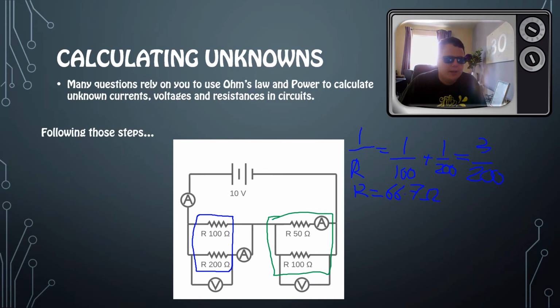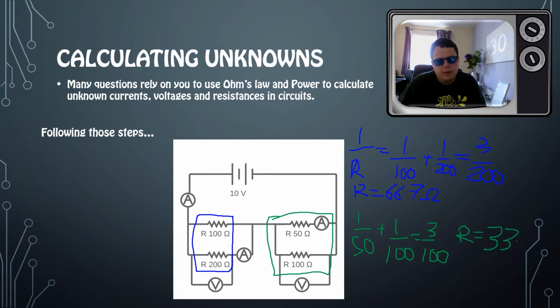Okay, let's do the same for the green. So the green is going to be 1 over 50 plus 1 over 100, which in this case is going to be 3 over 100. So the green R is going to be 33.3 ohms. We'll just check that: 1 divided by 50 plus 1 divided by 100, to the minus 1, yeah, 33.3. Don't round up in this case because although it's 3 reoccurring, 3 is less than 5, so we don't round up.